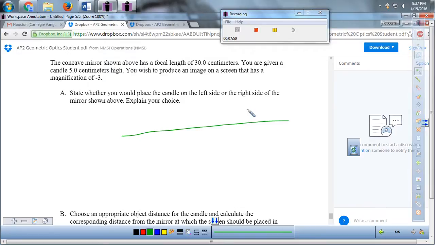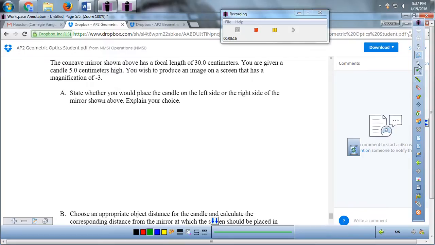So there's what's going on. You better put your candle over here, because this is where your shiny stuff is that's going to do your reflecting. So I would put it on the left side, and I would tell them that I knew that the concave mirror has the shiny surface on the left-hand side. So if I wanted the light to reflect, I needed to put my candle right there. And that's supposed to be a candle flame. Okay. All right.